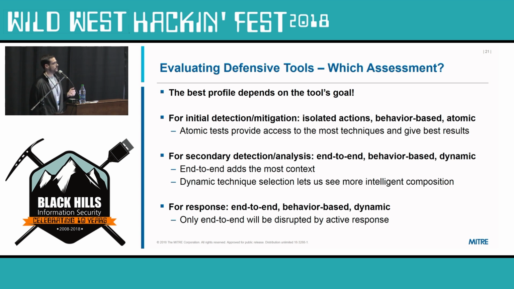For something that's doing detection or mitigation, really the best thing there is using isolated actions and atomic tests, because that's going to trigger the most defenses, it'll trigger the most detections, and you'll see whether or not the techniques worked. For something that's more about giving you context or secondary detection, even analysis of what an intrusion might be, it's actually better to use end-to-end behavior-based and dynamic assessments. Those are going to give you more context, as opposed to the atomic tests, which are just going to tell you whether or not something worked.